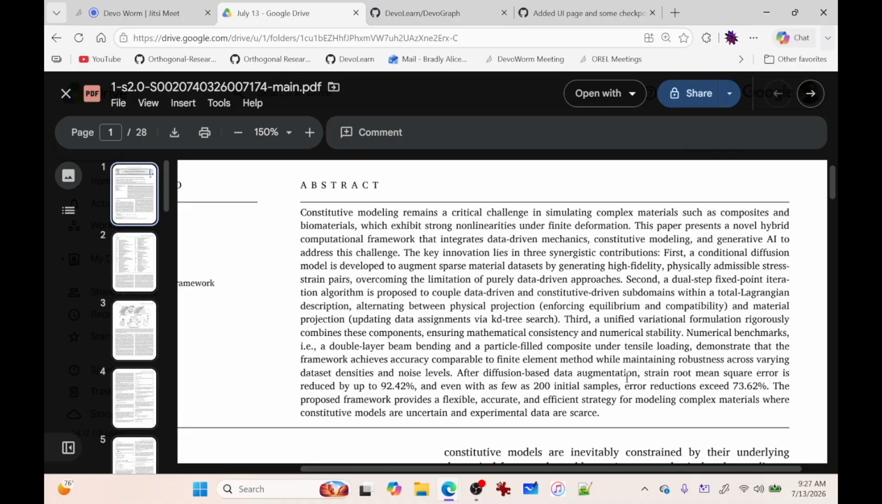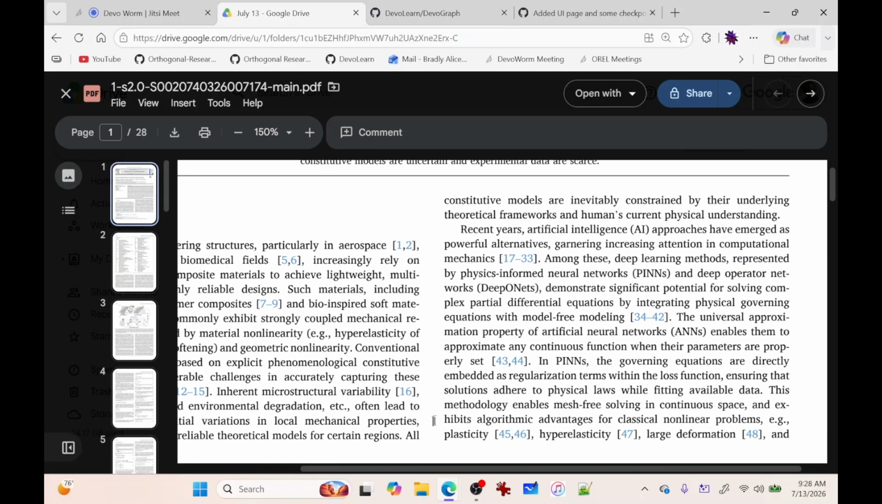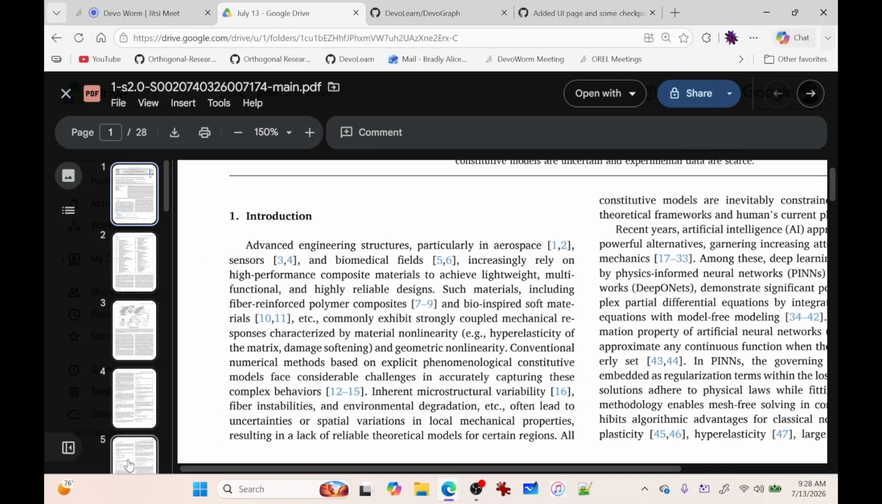So they reduce mean squared error by up to 92.42%. And then even with as few as 200 initial samples, the error reductions exceed 73.62%. The proposed framework provides a flexible, accurate, and efficient strategy for modeling complex materials where constitutive models are uncertain and experimental data are scarce. So this is good for cases in which we don't have a lot of good experimental data or it's very expensive to get.